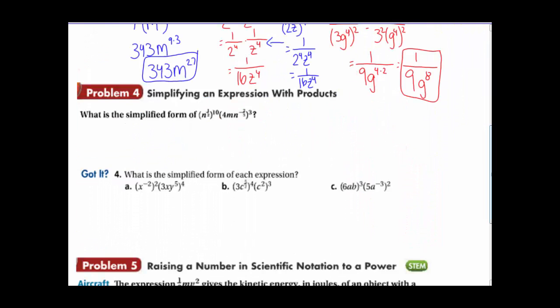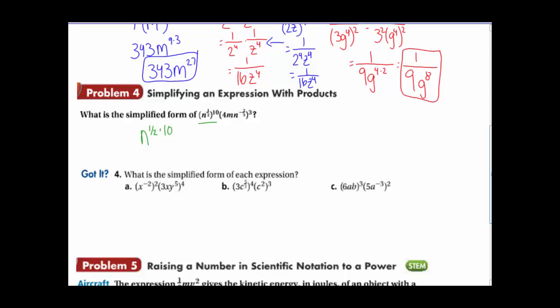All right, problem 4, simplifying an expression with products. So now we want to simplify this expression, n to the 1/2 raised to the 10th power times 4m n to the negative 2/3 all raised to the 3rd power. So let's take this piece by piece. Let's look at n to the 1/2 raised to the 10th power. So if we use our power to a power rule, that would simplify to n to the 1/2 times 10.